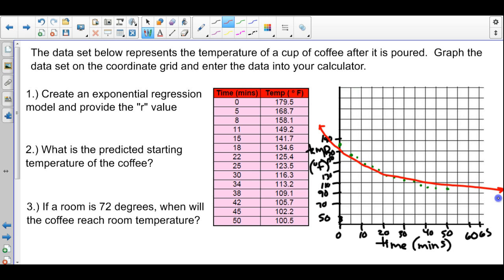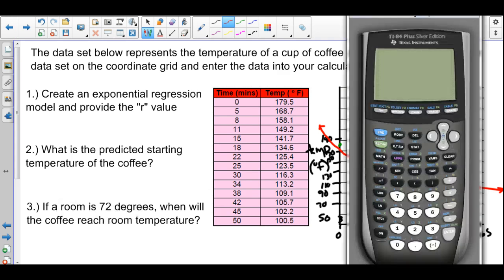Notice that if you just put a cup of coffee on a table, it's not going to go down to 0 degrees unless you're sitting in a room that's 0 degrees. Eventually it's just going to taper off into whatever your room temperature is going to be. And that's what we'll be able to calculate using your graphing calculator.